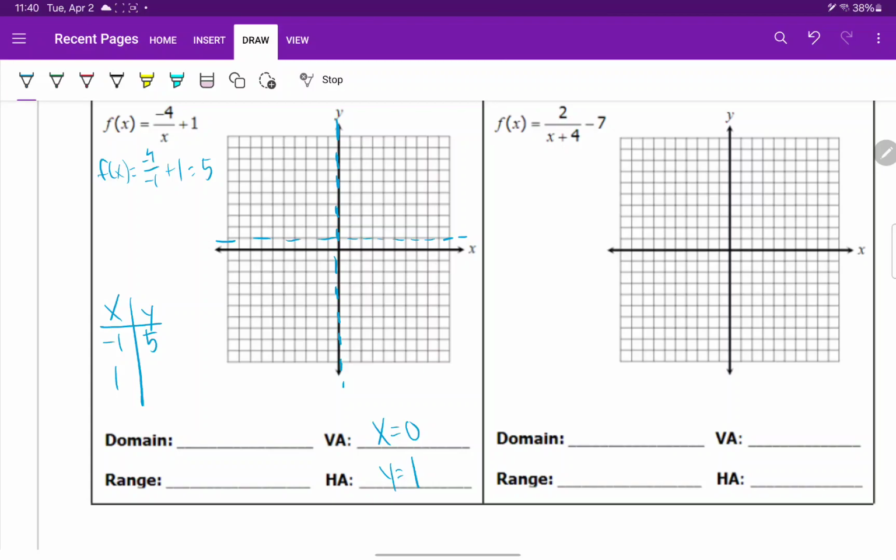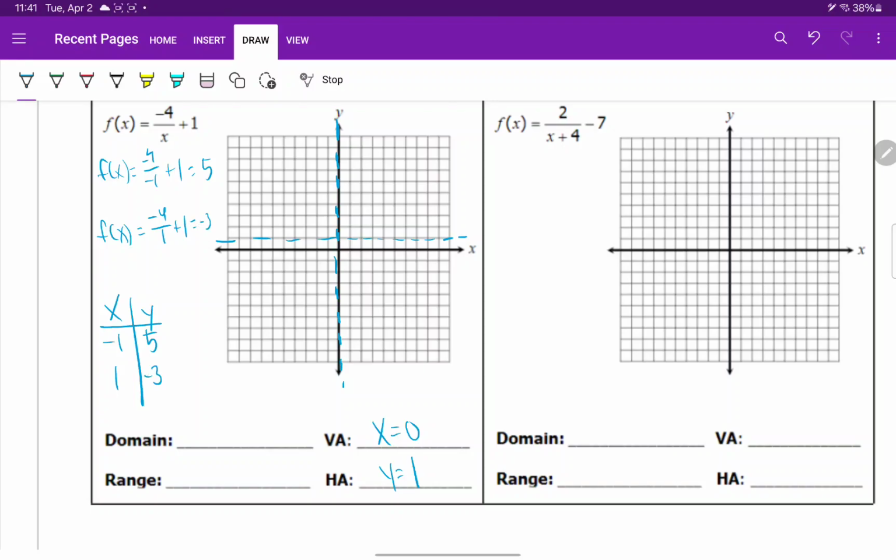And now we're going to do the second one. So we have -4 on the top over x, which is 1, plus 1. -4 divided by 1 is -4. -4 plus 1 is -3.